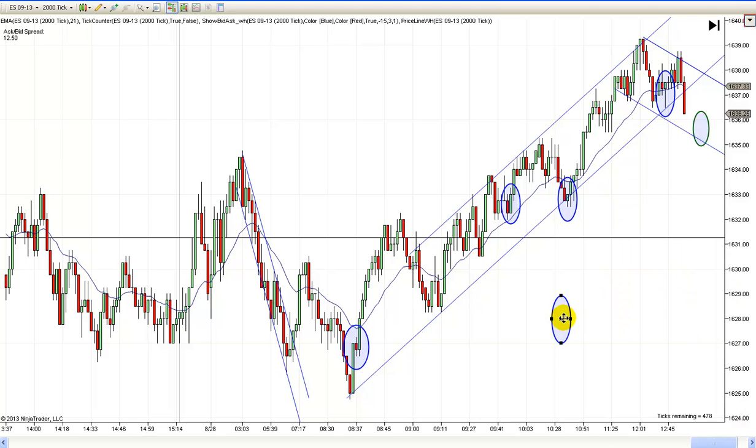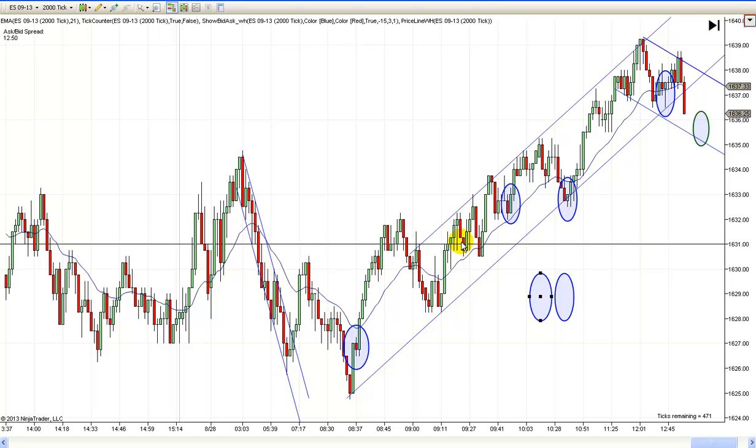And there's actually a failed second entry short here, so I like that trade too. I didn't notice that a minute ago. So let's circle it too. Notice you got a new low here, first entry, pullback, second entry. So there's a trap right there. So that's a good trade.